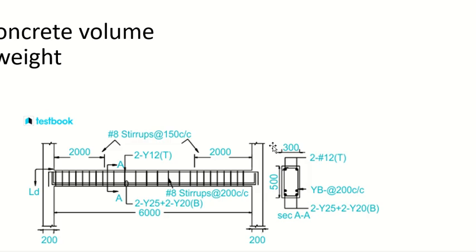So this multiplied with this, how much? So total length of stirrup, how much? 19550 multiplied by 40, how much? 787... no, 7. 7830.